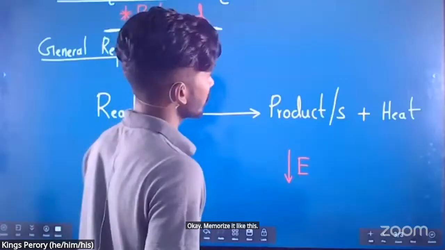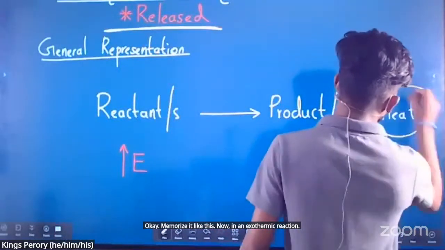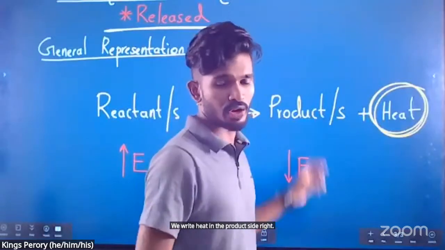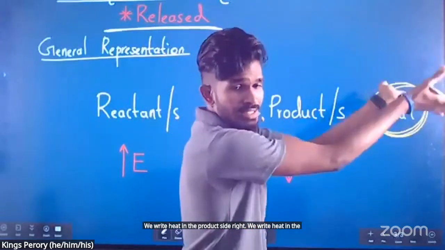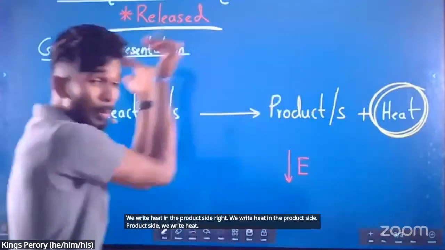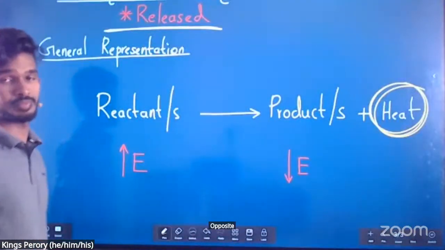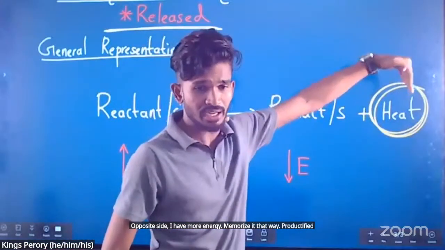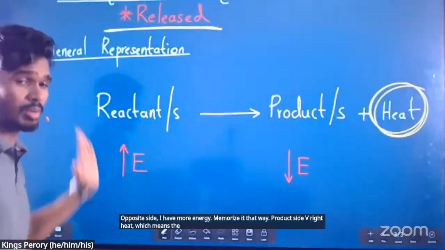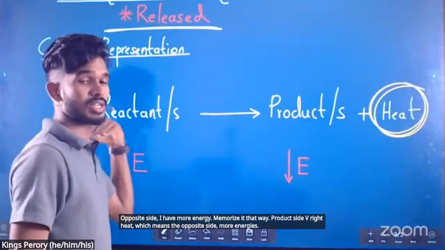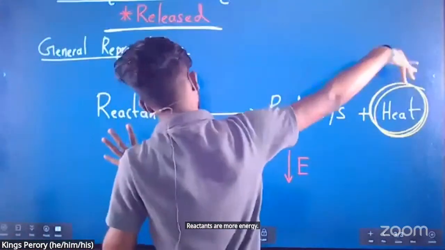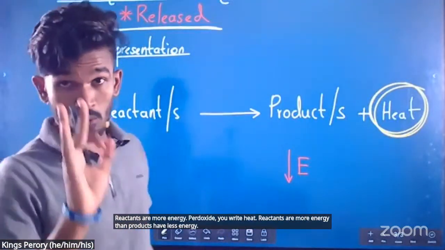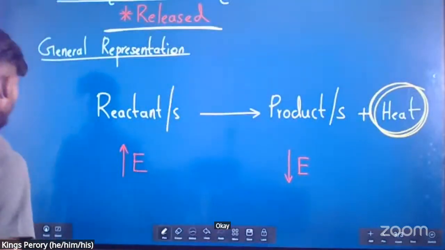In an exothermic reaction, we write heat in the product side. The opposite side has more energy. Memorize it that way. Product side we write heat, which means the opposite side, the reactants, have more energy, and products have less energy. That point is given to you.